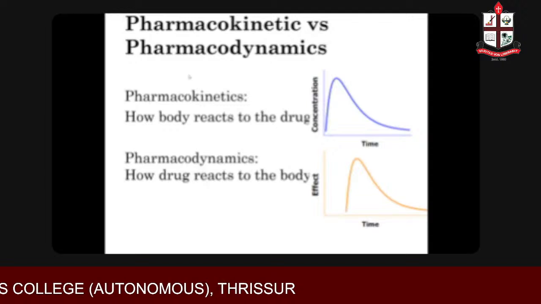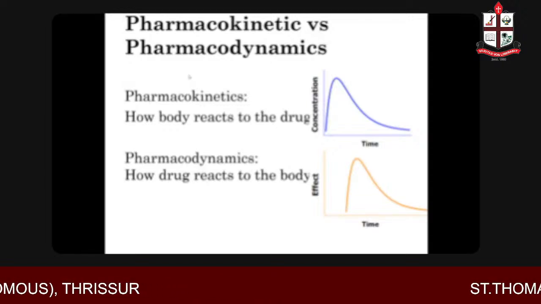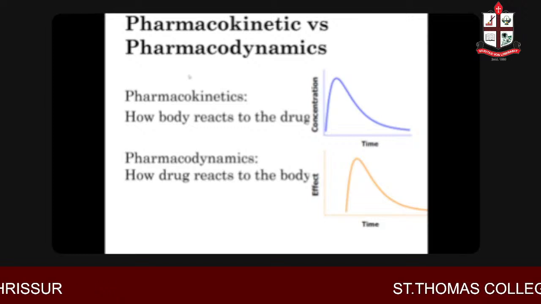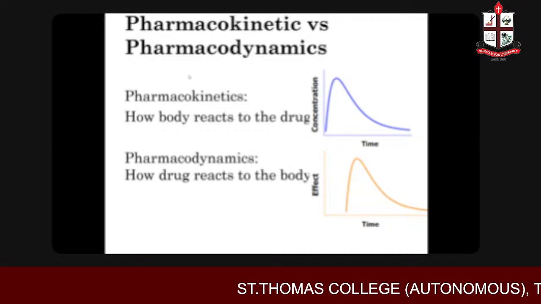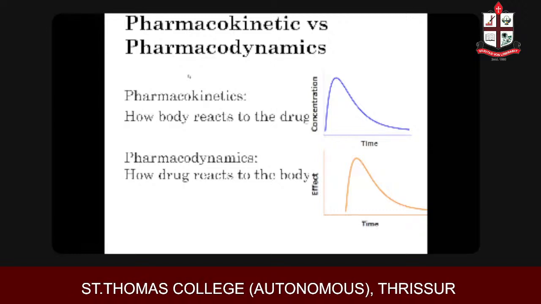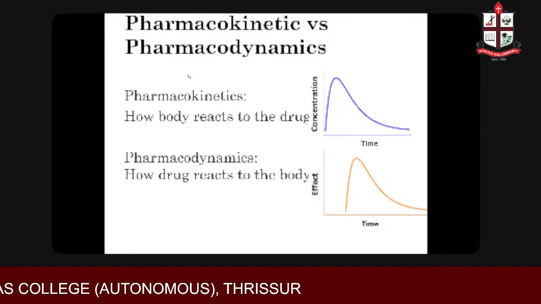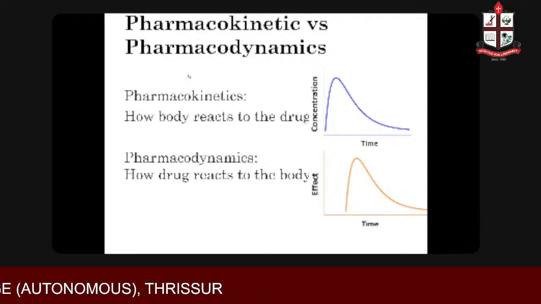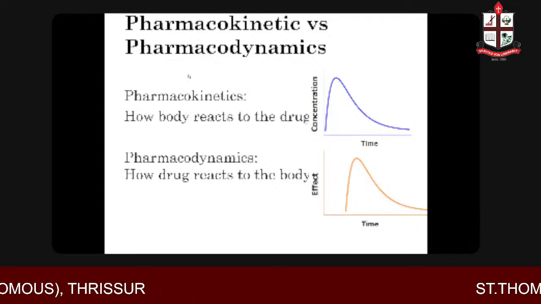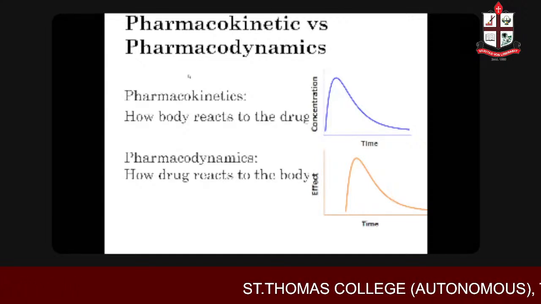So in early phase studies, there are two important things we will be checking. One is pharmacokinetics and the other is pharmacodynamics. Pharmacokinetics is how our body reacts to the drug: how our body takes the drug, how it distributes it, how it metabolizes it, how it excretes it. And pharmacodynamics is how the drug reacts to the body, what the drug is doing to our body.